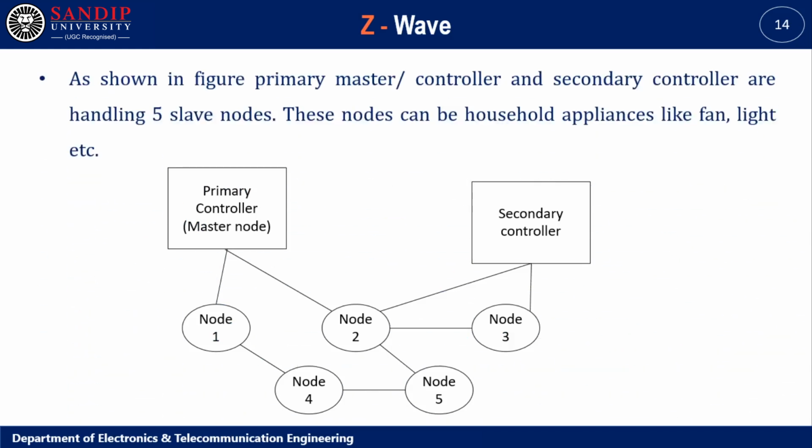As shown in the figure, primary, master, that is controller, and secondary controller are handling 5 slave nodes. These nodes can be household applications like the fan, lights, etc. Figure shows a simple Z-Wave network.